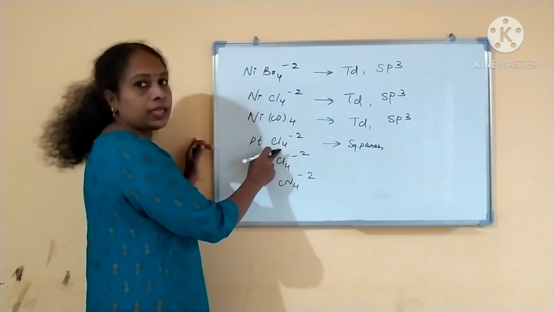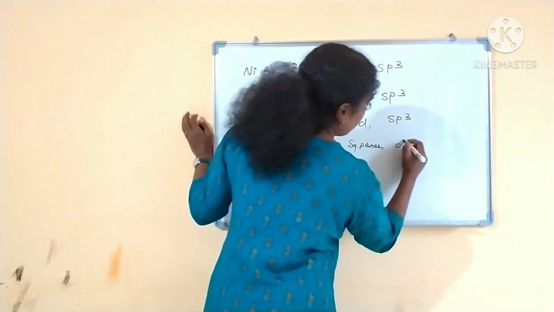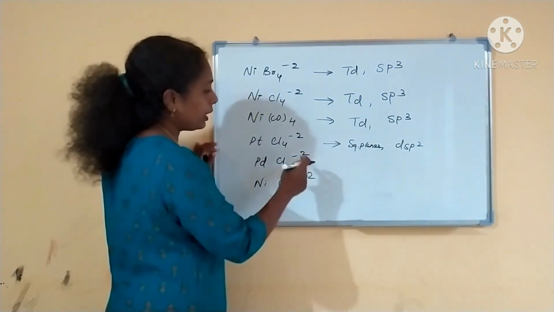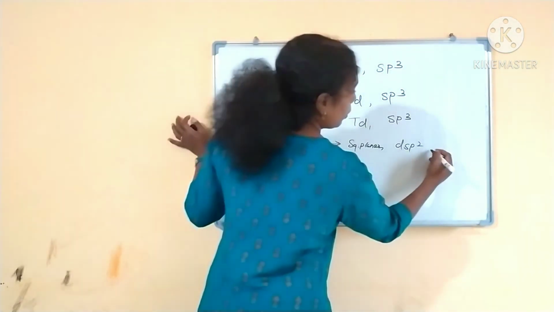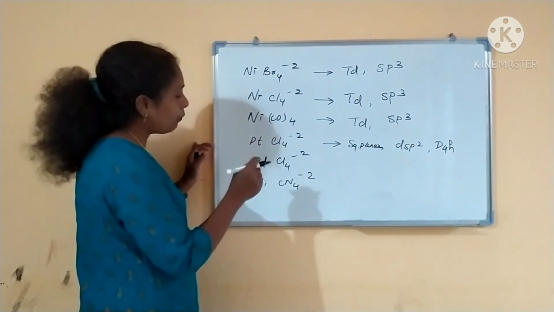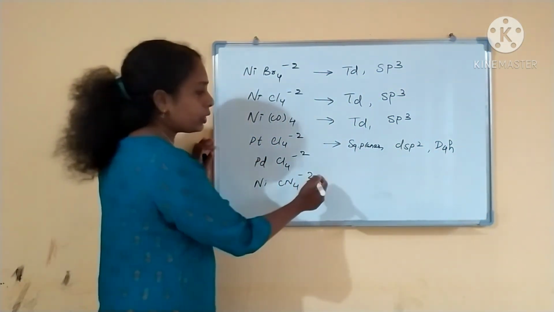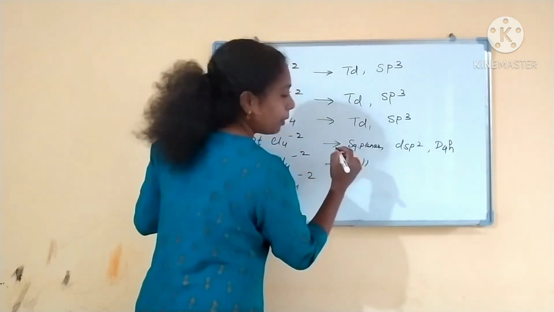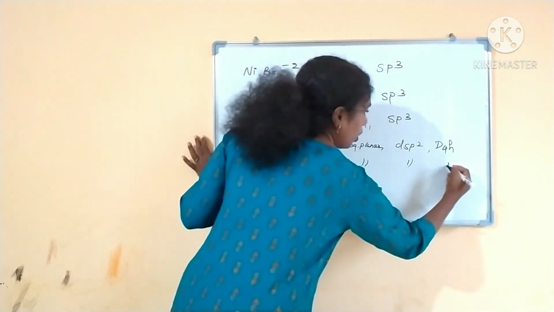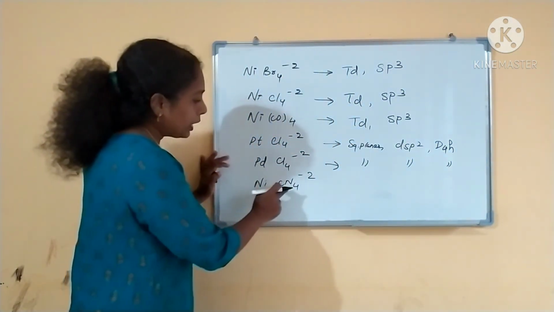And what is the hybridization? dsp2 hybridization, right? It will be dsp2 hybridization. What is the point group it belongs to? Since it is square planar, it belongs to the point group D4h. [PdCl4]2-, the same way, is a square planar complex only, dsp2 hybridization only, and belongs to the point group D4h.